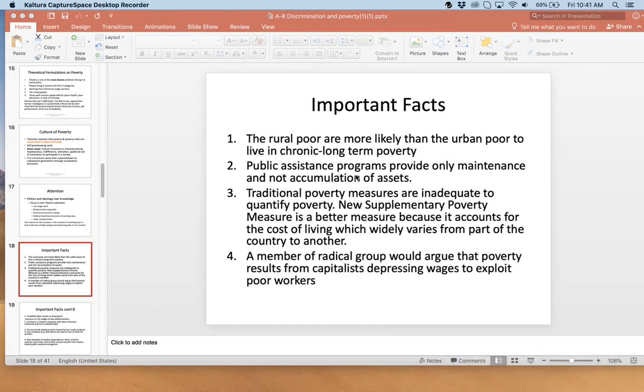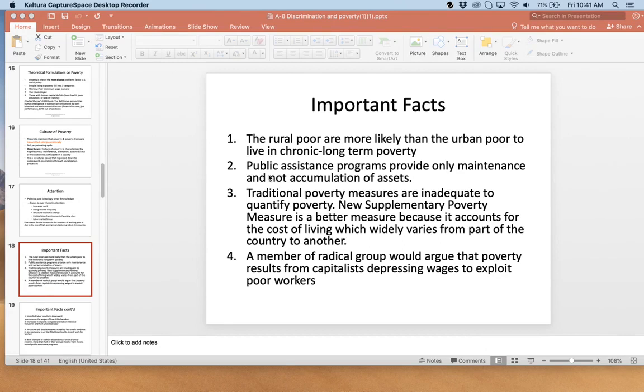These are important takeaway points that you need to remember. I think some of these are part of your test questions. So these are important facts. Fact number one, the rural poor are more likely than the urban poor to live in chronic long-term poverty, right? That's almost like a fact that people really ignore, that poverty is concentrated in the rural areas.